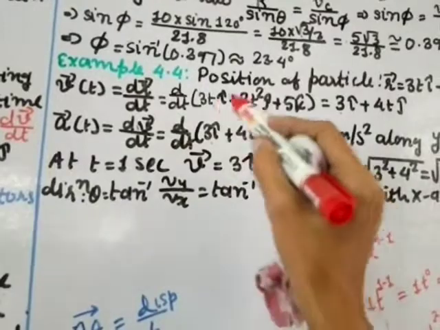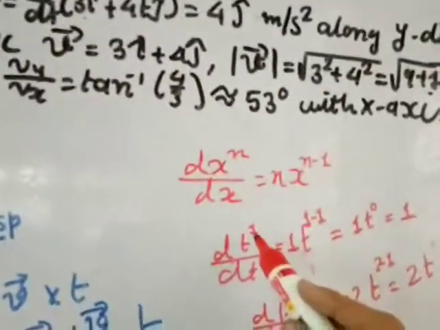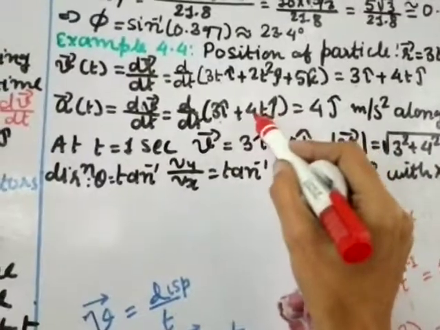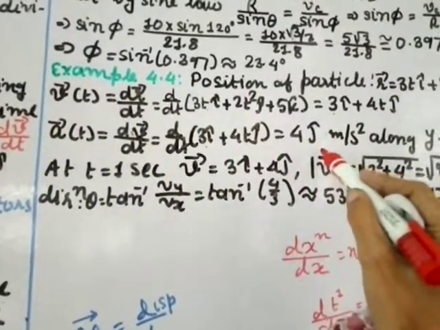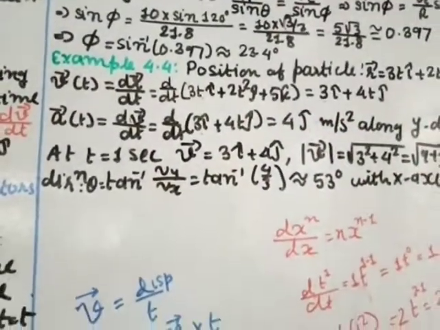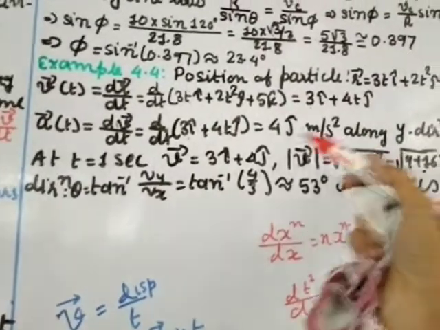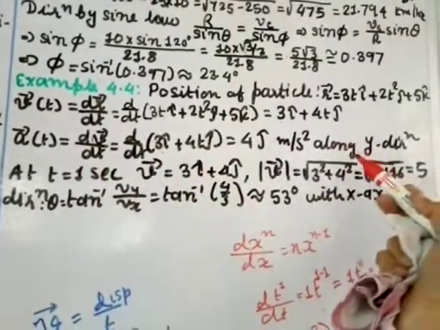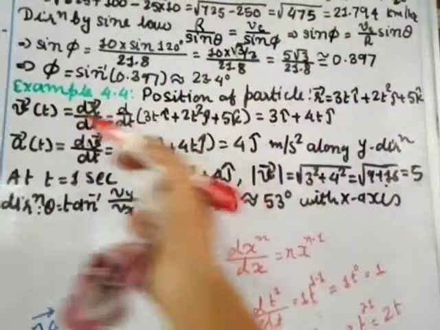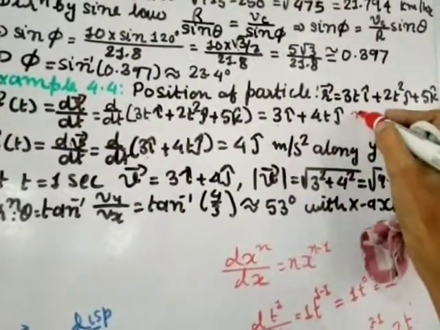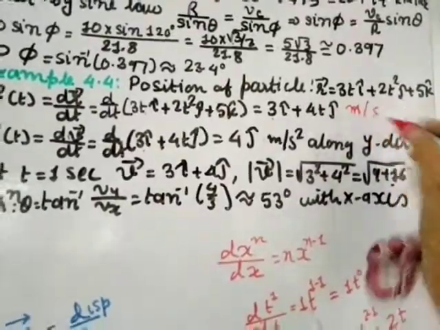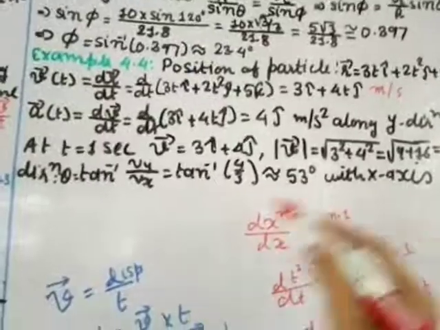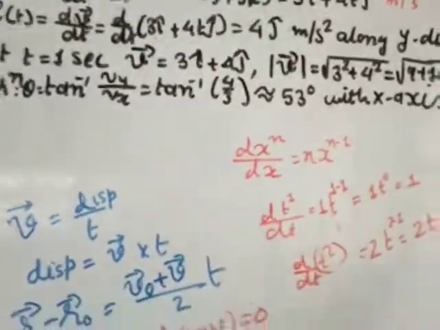Now 4t is just t to the power 1, so 1 minus 1 gives t to the power 0, that is 1. So 4 into 1 into j remains 4j, and j indicates the y direction. So the acceleration is 4j meter per second square, along the y direction, and the unit of velocity will be meter per second. So that is the velocity and acceleration, using the formula of the derivative.